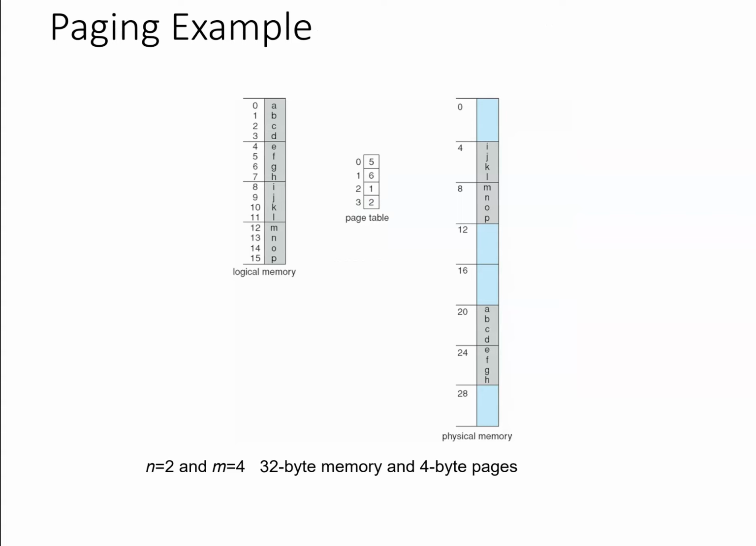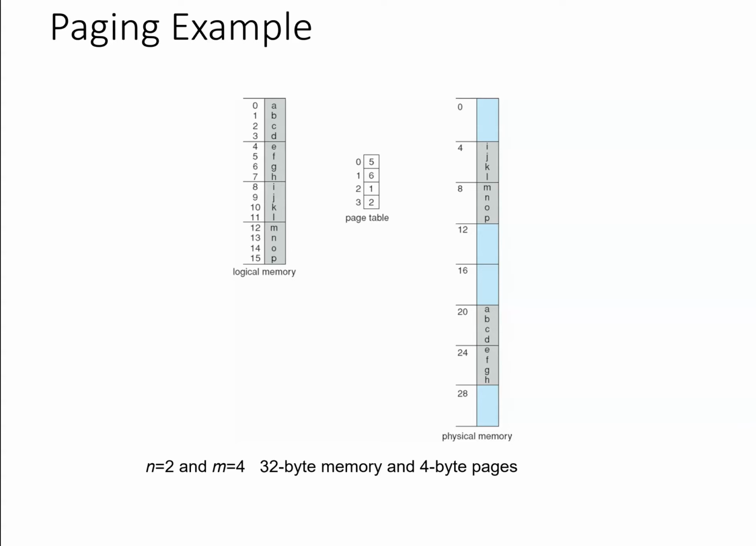So here's a paging example with n equals 2 and m equals 4, a 32-byte memory and 4-byte pages. So here is our logical memory in pages. We've got A, B, C, D, and so on. And here we've got page 0, which points to frame 5. Sorry, here we go. We've got pages.